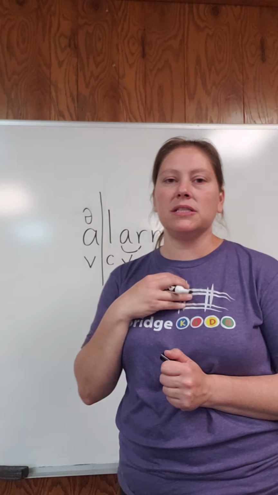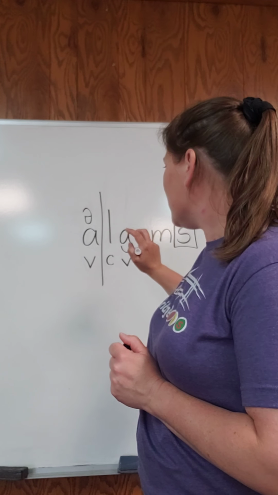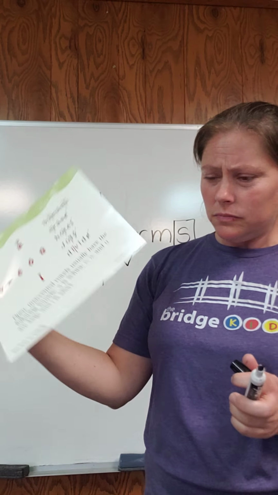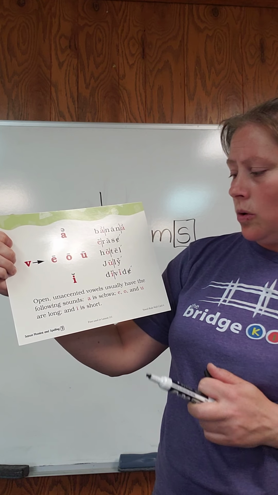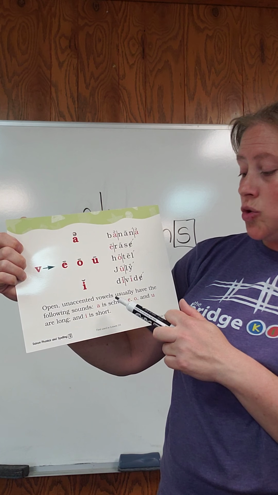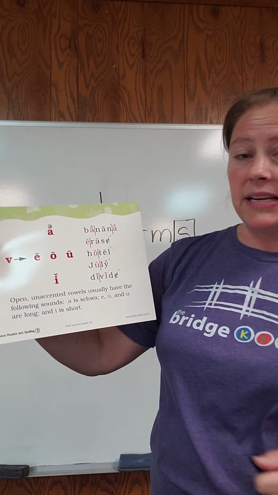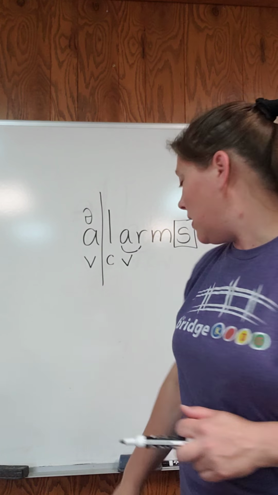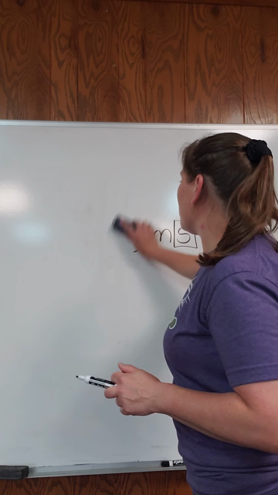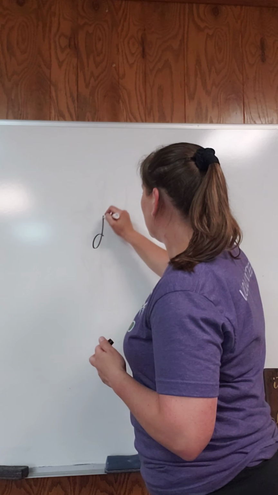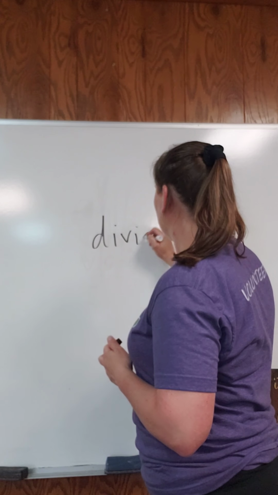So there's the first example that covers the second part of this rule, which is that a schwa A can also be found on open unaccented vowels. Okay, now let's take a look at another word which covers the short I portion of that rule.